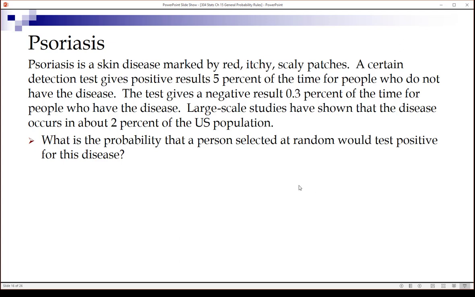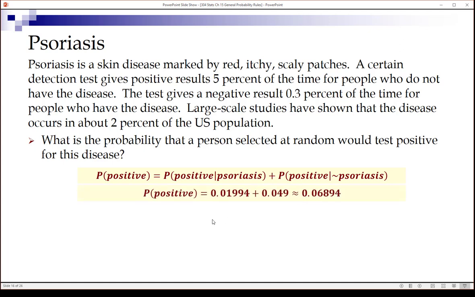Okay, so if you answered this correctly, what we're looking for is the probability that a person tests positive, and that's going to be the probability that they test positive given that they have psoriasis and that they test positive given that they don't have psoriasis. The probability that they test positive and have psoriasis is 0.01994, and the probability that they test positive and don't have psoriasis is 0.049. And so the probability that someone is going to just test positive is 0.06894.